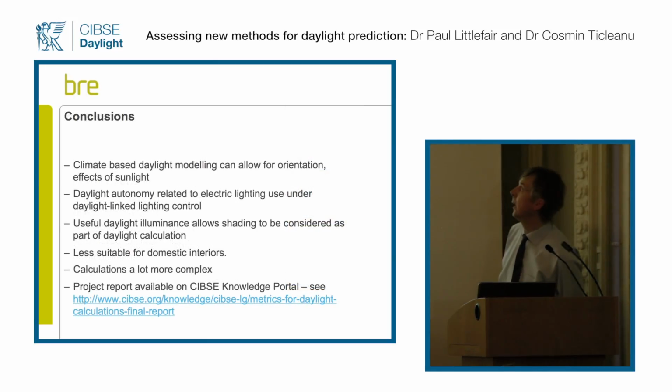So finally, climate-based daylight modelling can allow for the effects of orientation and sunlight. The daylight autonomy can be related to electric lighting use. The useful daylight illuminance allows shading to be considered as an integral part of our daylight calculation. As I've argued, it's less suitable for domestic interiors where you might want quite high daylight levels, and the calculations are a lot more complex.